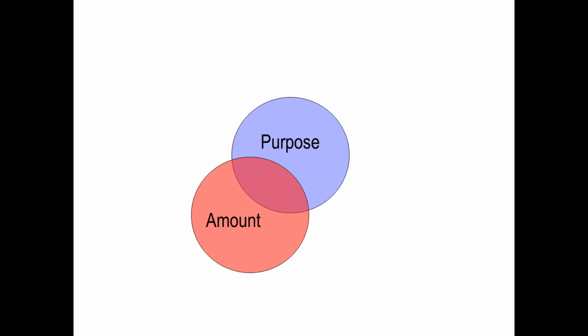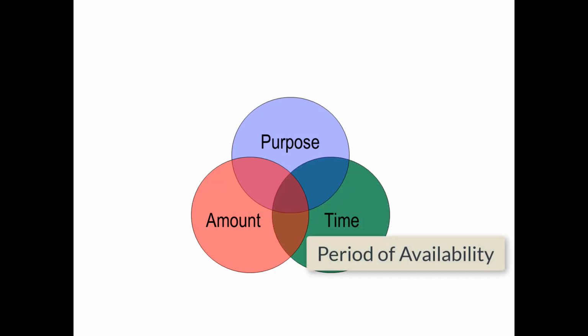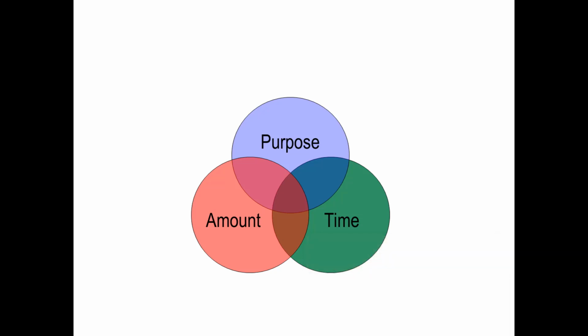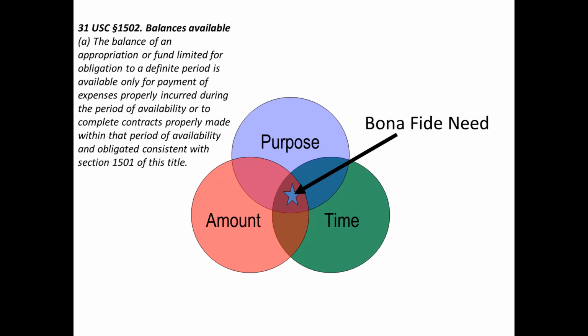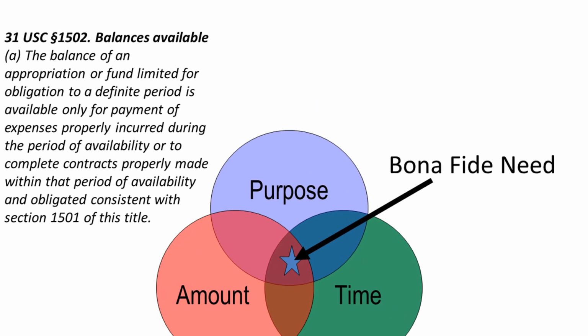It must also be within an amount established by law. It must be obligated within the time period, otherwise known as its period of availability. This purpose has to meet a bona fide need of the period for which the funds were made available. The bona fide need rule appears in Title 31 at Section 1502. This is a very important rule in budget execution.